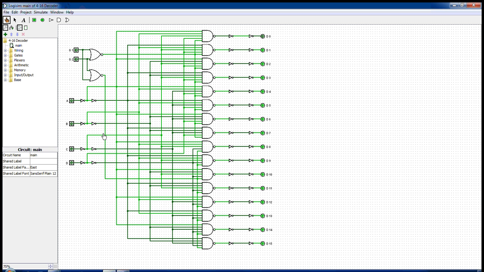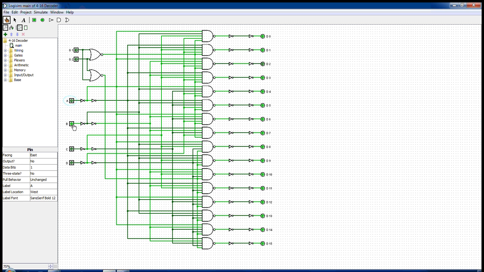Now, if we change input A to 1, we see that the output D1 changes to 0 and the rest are 1. Similarly, if we pass input B as 1, we see that the output D2 changes to 0 and the rest are 1. Now, if we pass both A and B as 1, we see that the output D3 changes to 0.